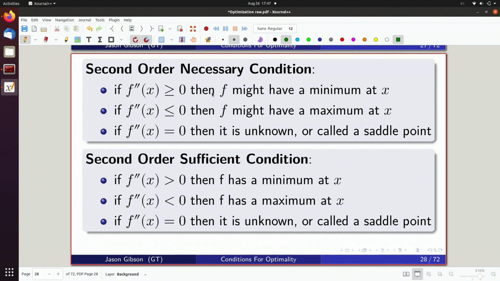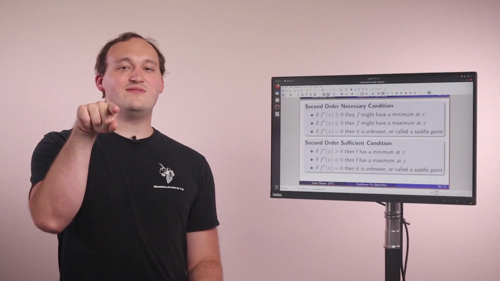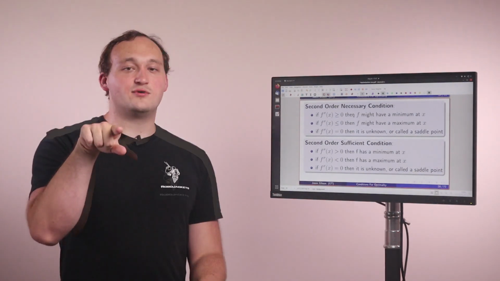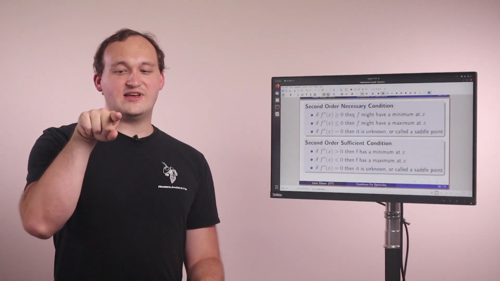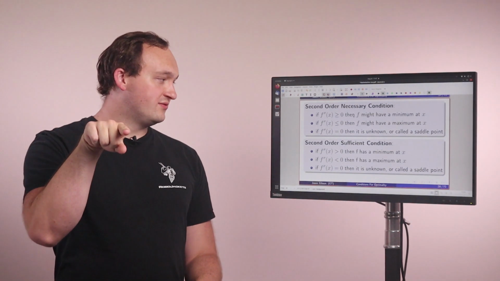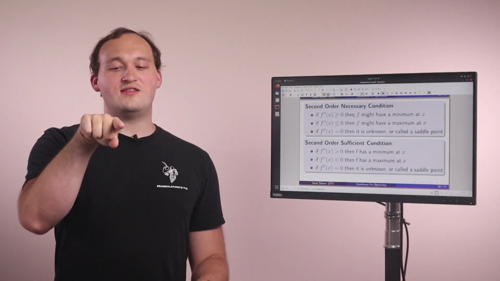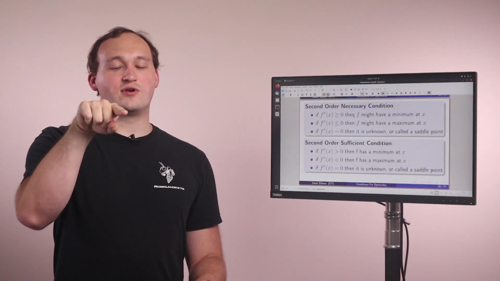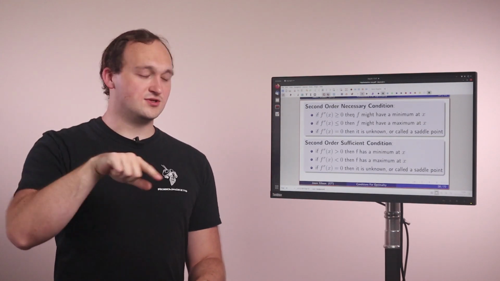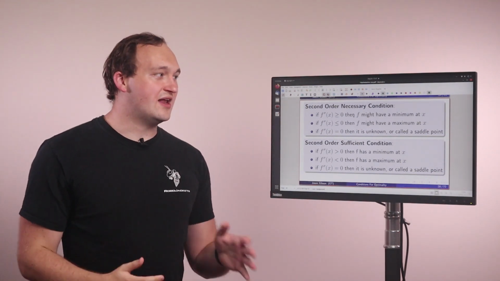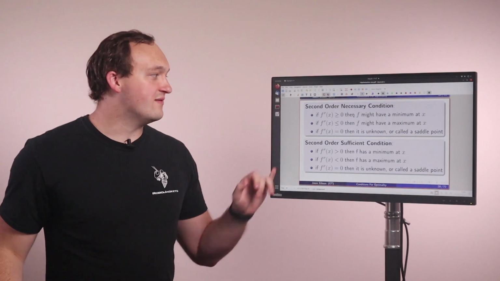So the second order necessary condition says if my second derivative is greater than or equal to 0 at a point, and essentially what that's saying is that I have some point, my derivative is already equal to 0 because I have the first order necessary condition. And if my second derivative is greater than or equal to 0, that means my function can only stay the same or it can only increase in the local directions. So this is saying that we might have a minimum at x because we have this greater than or equal to.